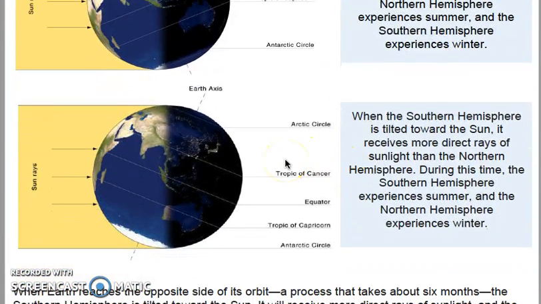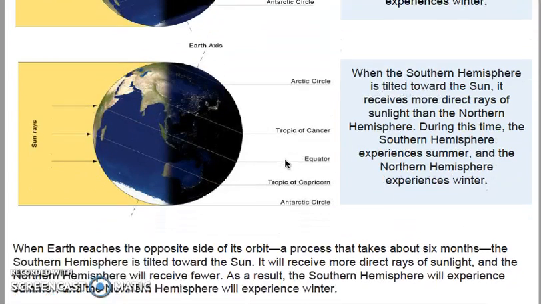When the southern hemisphere is tilted toward the sun, it receives more direct rays of sunlight than the northern hemisphere. During this time, the southern hemisphere experiences summer and the northern hemisphere experiences winter.